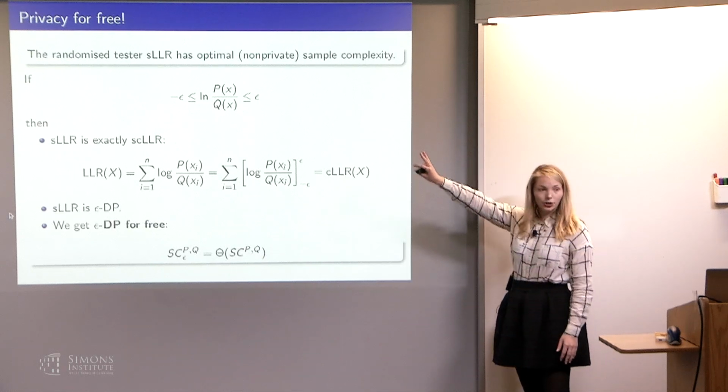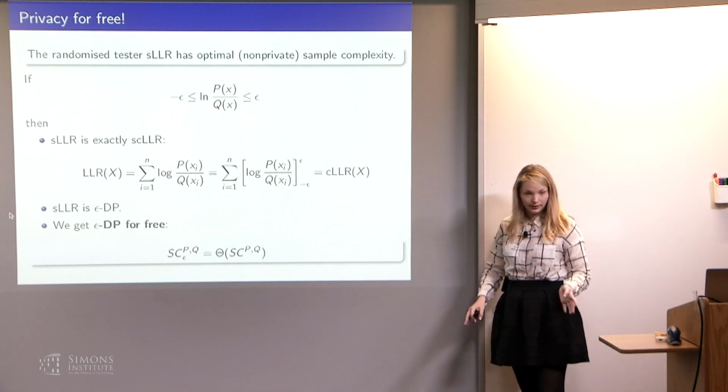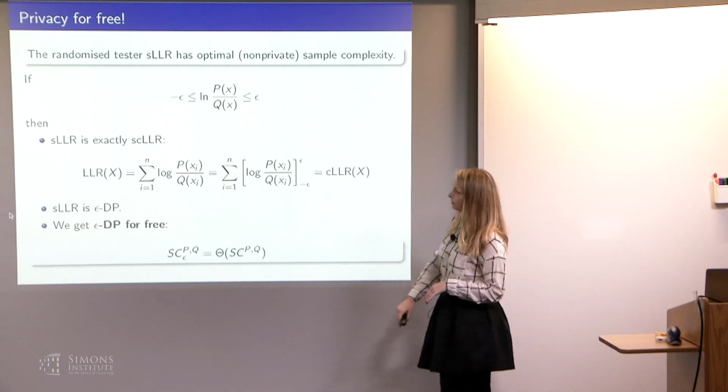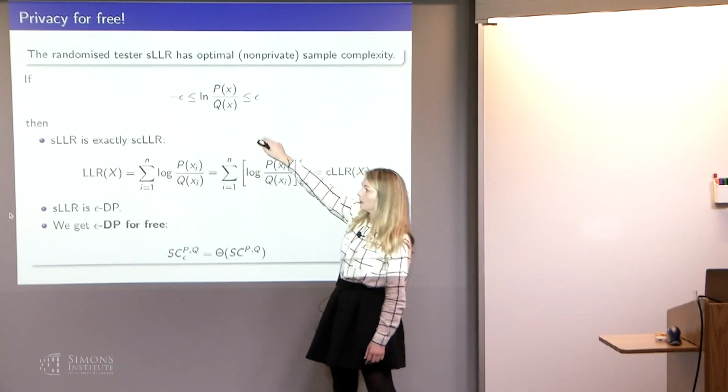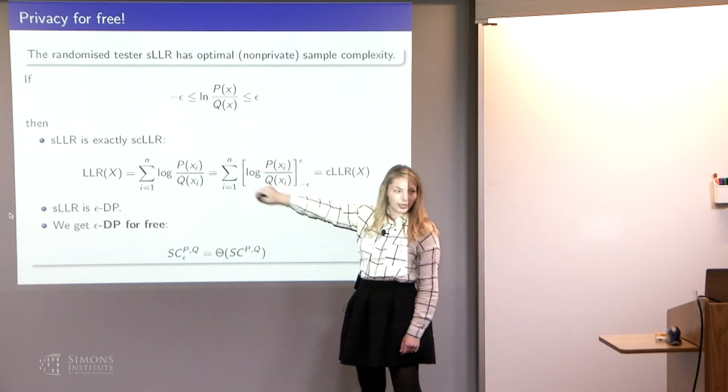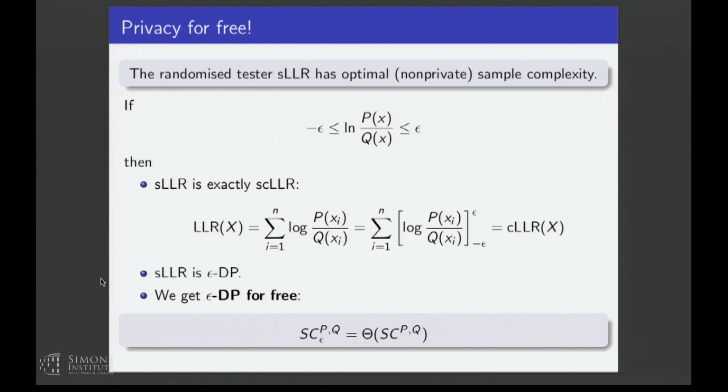Okay, so now we've reached this privacy for free. We have a randomized test that's optimal among non-private tests. And also, if my log ratio is bounded between negative epsilon and epsilon, then this soft log likelihood ratio test is exactly the soft clamp log likelihood ratio test, which we proved was differentially private. So we have a private test that's optimal among non-private tests. So we get that our private sample complexity is asymptotically the same as our non-private sample complexity under this condition that our ratio is bounded.